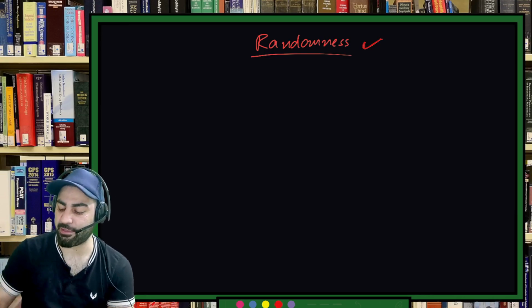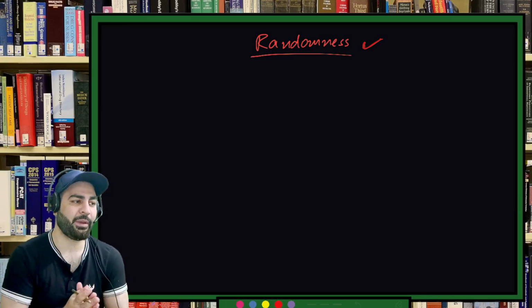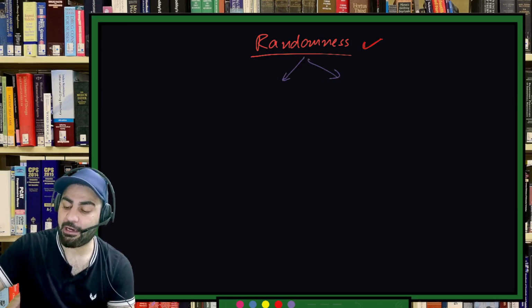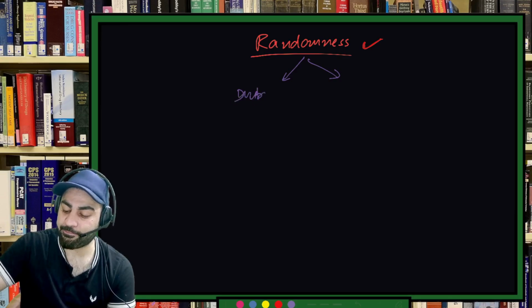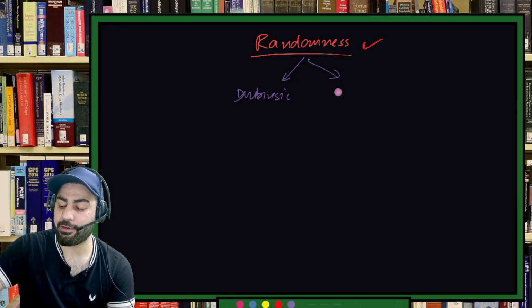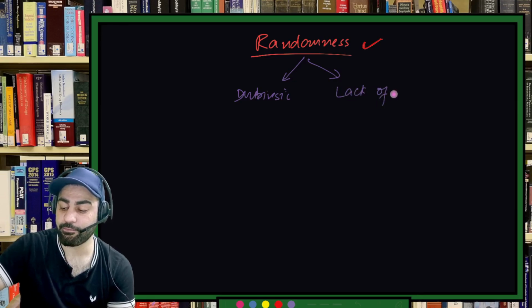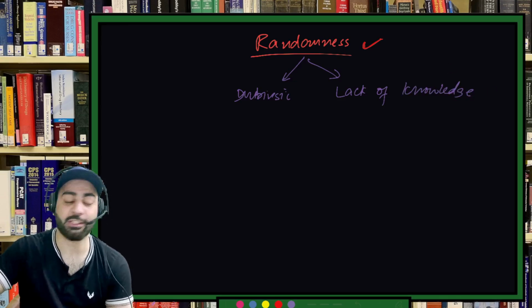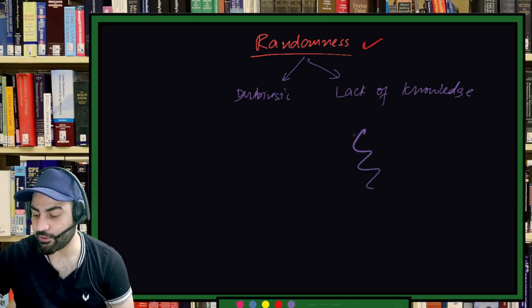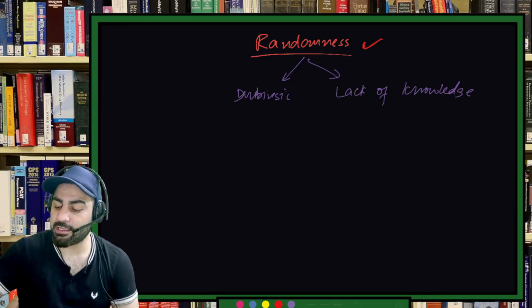Basically, randomness can be thought of in two ways. Pay attention here. The first is that there is some intrinsic randomness, and the second is that randomness can be lack of knowledge. Let's have a discussion on this first. What is lack of knowledge randomness? Maybe I should increase the size a bit. It is visible. So what is this lack of knowledge randomness?